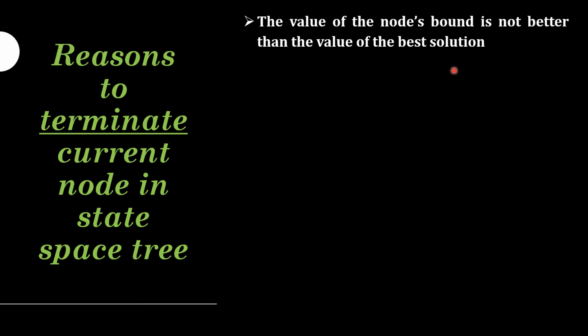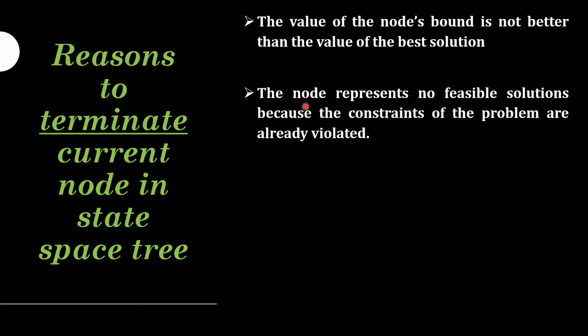That means the value we are getting at a current node is not better than the value of the best solution. If the problem is a minimization problem, that means we have to find a minimum result, and that is the best solution. So if you are getting some other bound value at the current node, then we can kill that node, or remove that node from the state space tree, and that node is called a non-promising node.